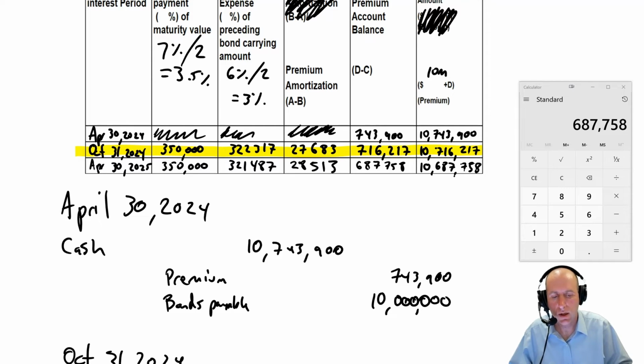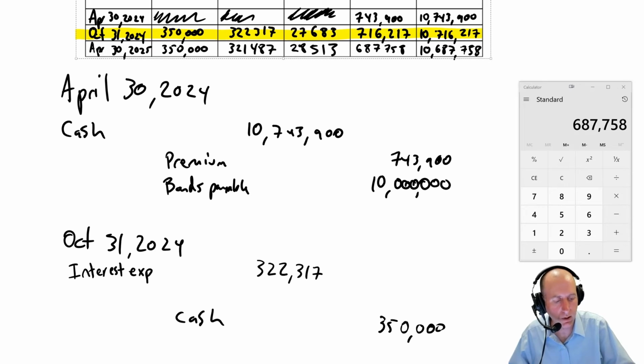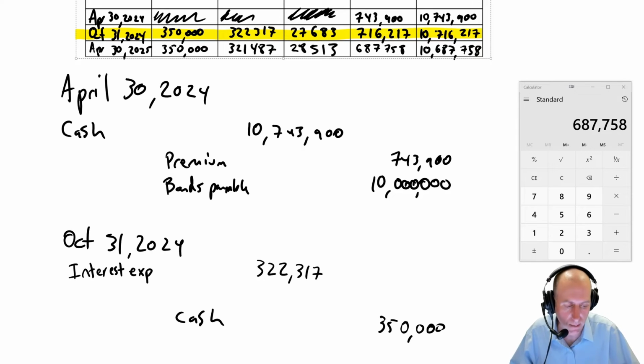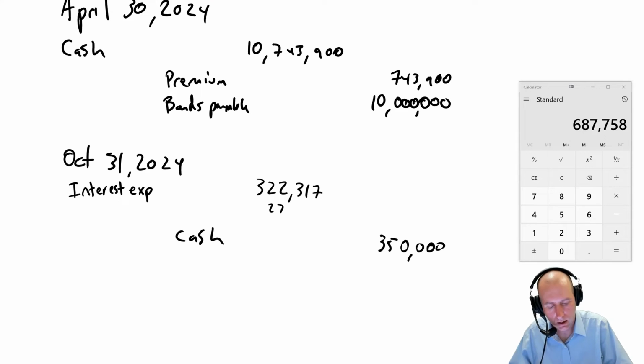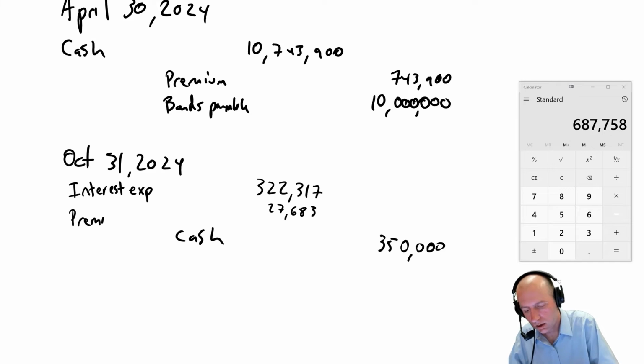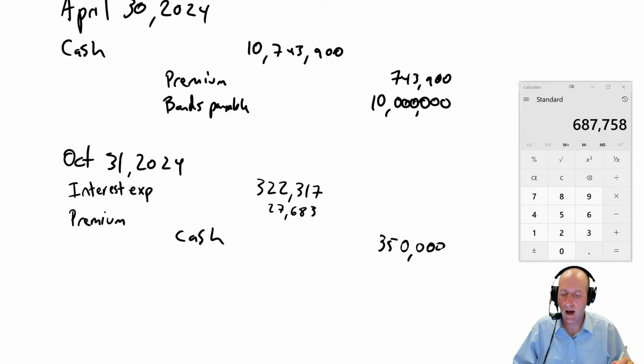$322,317. The premium amortization, we reduce our premium. Our premium, when we set it up, was a credit. To reduce it, it takes, of course, a debit. Debit premium $27,683. And there we have it, October 31st, 2024.